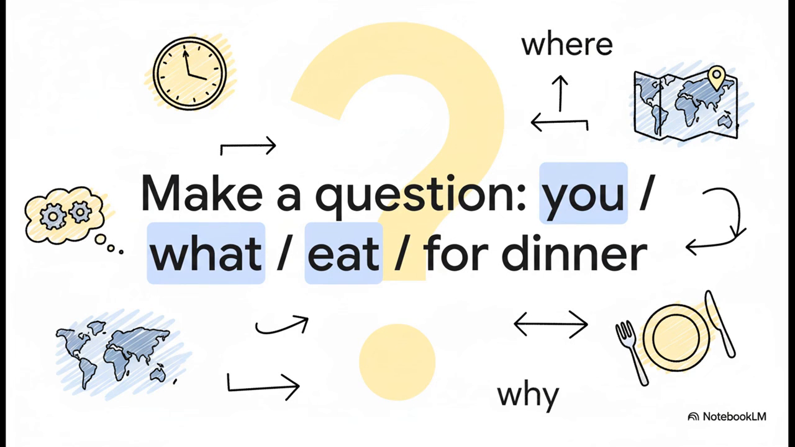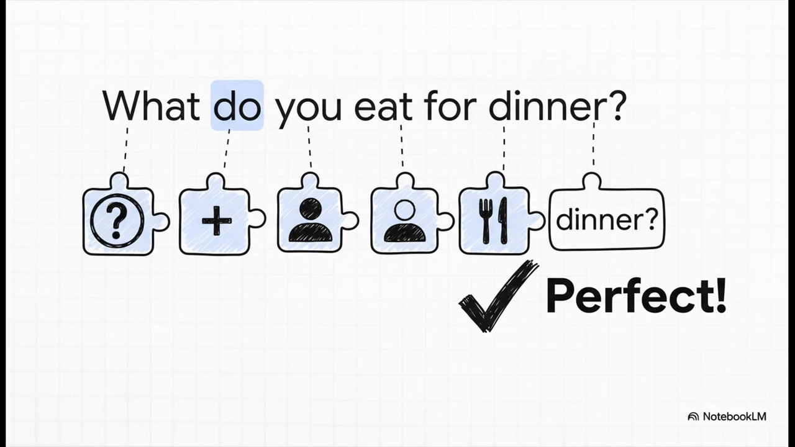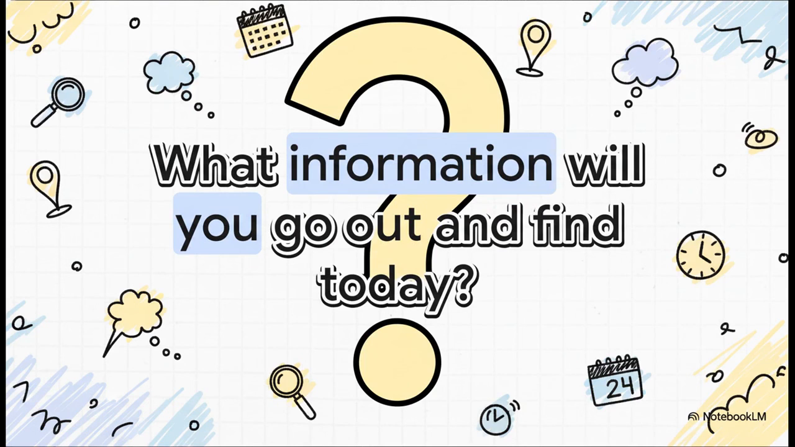Okay, final challenge. Time to put it all together. The words are you, what, eat for dinner. Use that action-verb formula we learned and build the complete question. You can do it. Ready for the answer? It's what do you eat for dinner? Let's break it down. We've got our WH word, what. We use the helper do because our subject is you. Then comes the subject, and then our main verb, eat. See? Perfect structure.